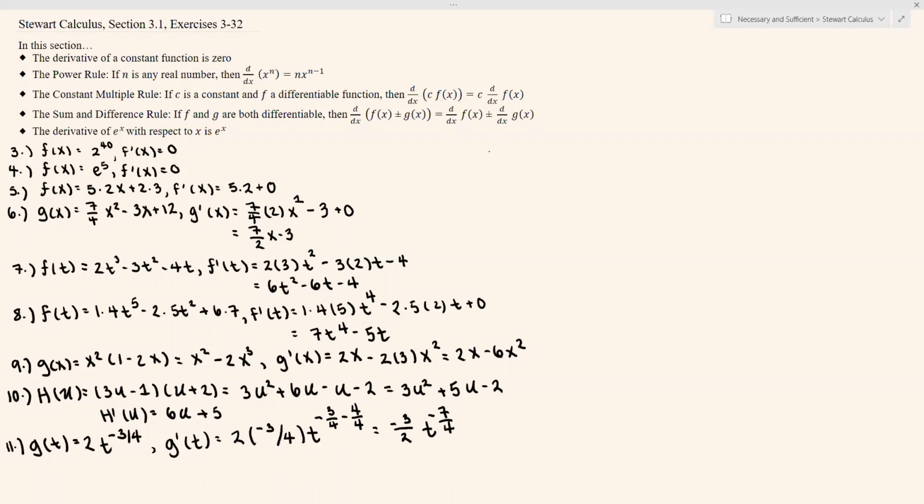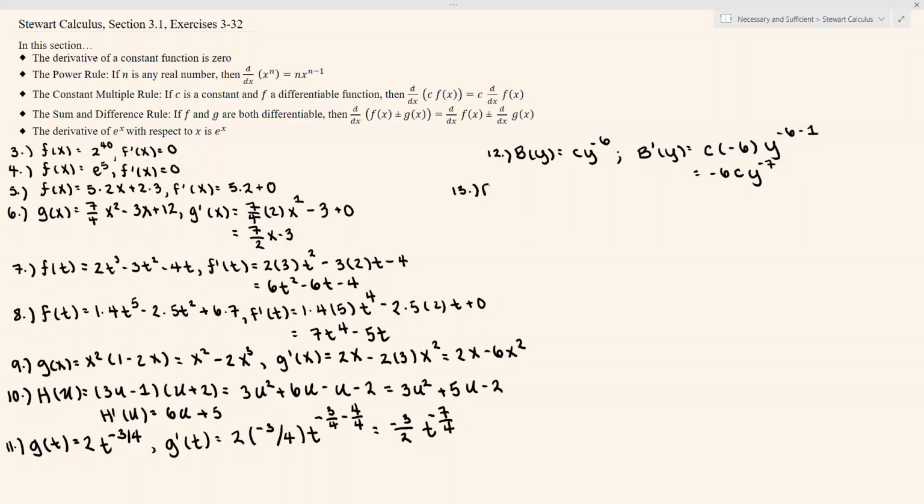Let's move on to problem 12. Problem 12 is asking us to find the derivative of b of y equal to cy to the power of negative 6. In this case, c is just a constant, don't be scared. And we have a function in terms of y. So b prime of y is equal to c times negative 6, y to the power of minus 6 minus 1. So this is just equal to minus 6c, y to the power of negative 7. Let's try problem 13 now.